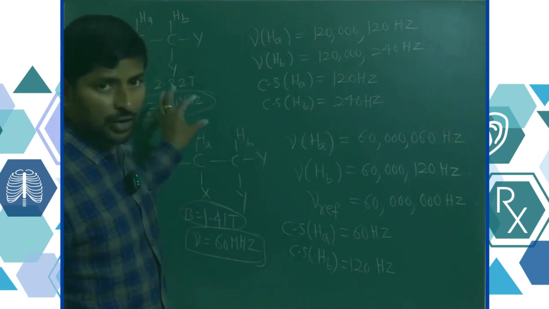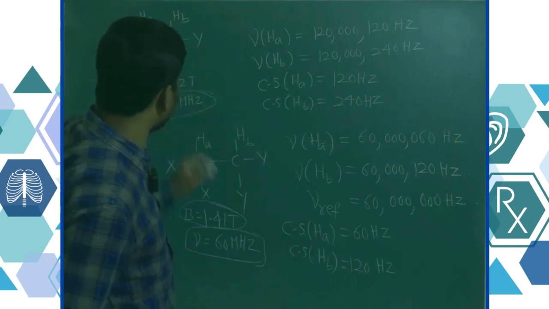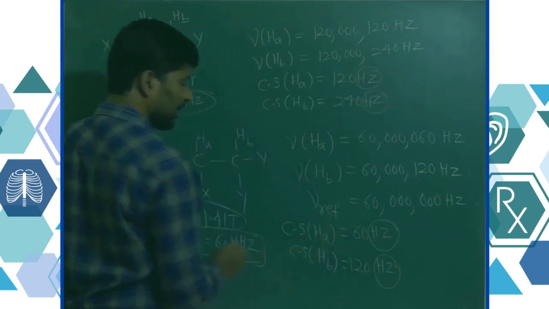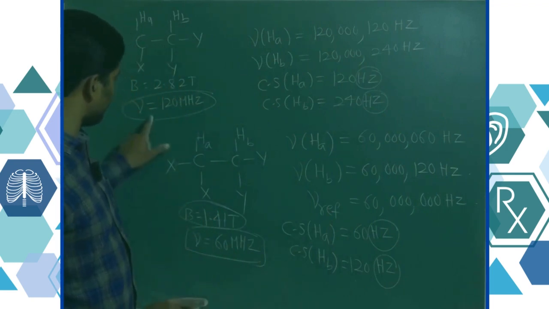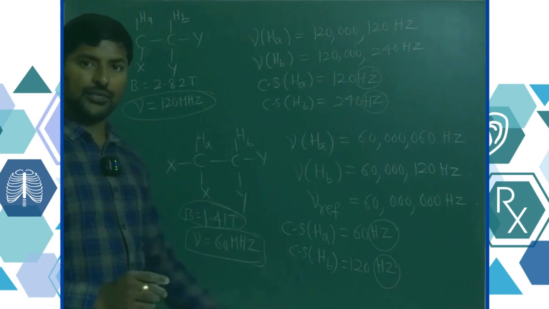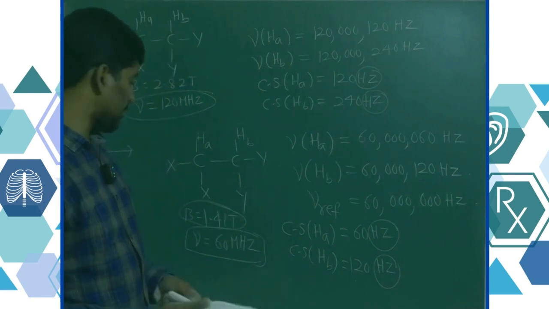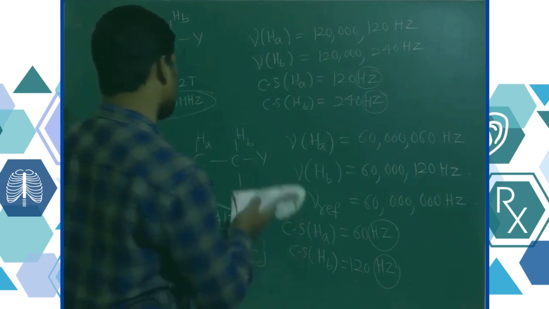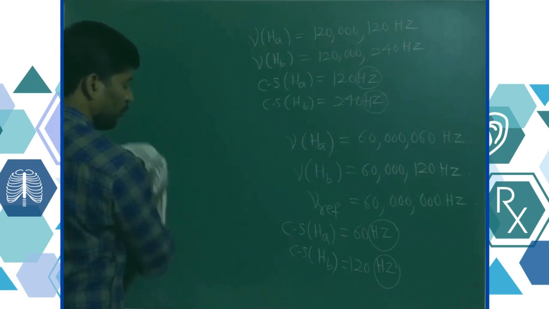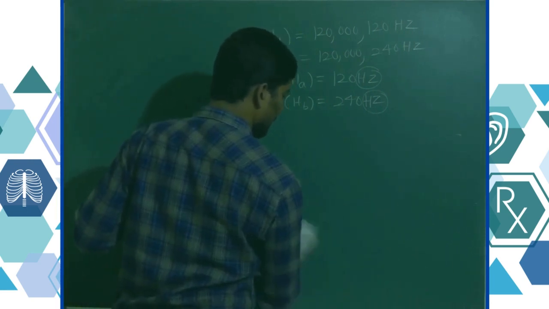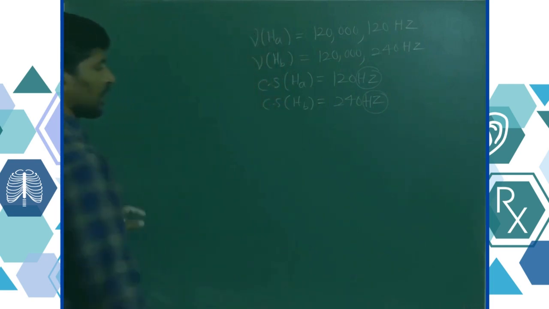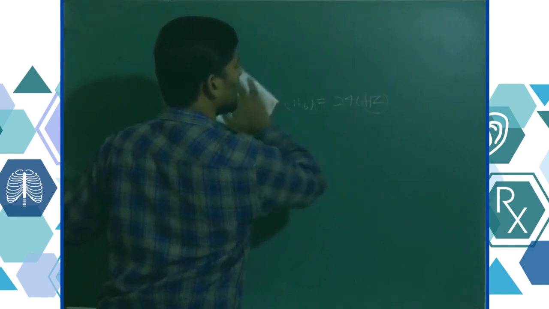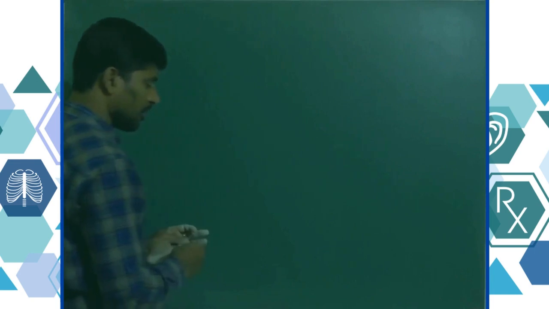So this is the drawback we have. If you express chemical shift in hertz, what is the drawback? Chemical shift in hertz depends on what? Instrument frequency and applied magnetic field. So to overcome this, two scales are proposed: the delta scale, in which chemical shift is expressed in ppm, and the tau scale.